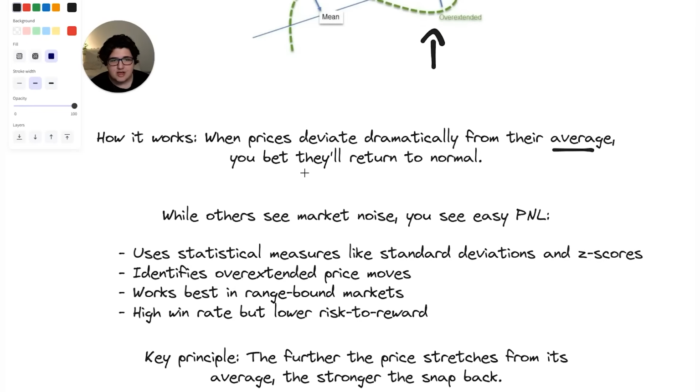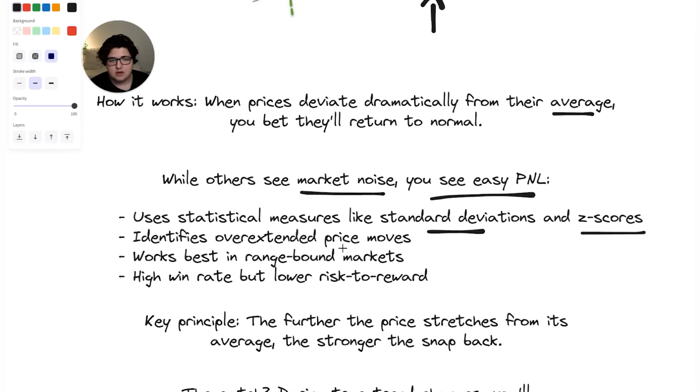To go into a bit more detail of how this actually works, it's primarily when price deviates dramatically from its average and you're betting that it will return to normal at some period, or you're betting that it will swing the other way and you're taking that whole position the other way. Now, this is a great strategy because a lot of people see choppy markets as just complete market noise, where they say stay out of the market, it's too choppy, there's nothing you can really do. But with a mean reversion strategy, this is actually really easy P&L. You can use statistical measures like standard deviations or z-scores, and you can help identify overextended price movements and then take on risk during that period of time.